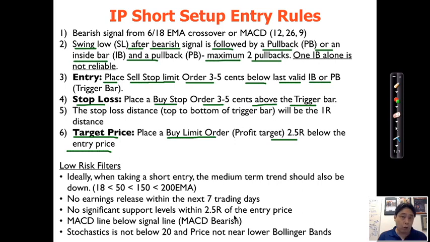So of course, if we go short, we want to be able to hit our target price, which is 2.5R below the entry price. So if there's any strong support levels, we want to avoid those trades. So like any other strategy, you have to draw your support and resistance levels when you look at the chart, okay? When we go short, we always want the MACD to be bearish. So the MACD line must always be below the signal line, even if the signal came from the 6 and 18 EMA. MACD has to be bearish.